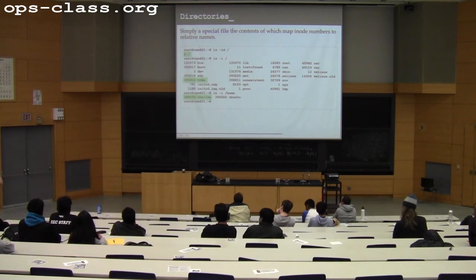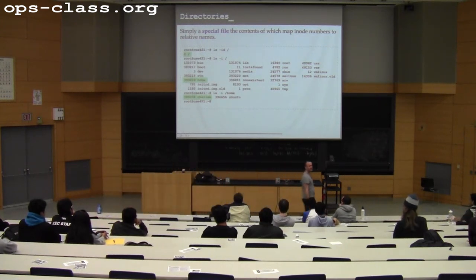You can try this at home. What is the size that ls reports for most of the directories that you've seen in your life? If you ever notice when you do an ls, it'll tell you a size for the directory. What's the size that it reports? Anybody want to guess? Yeah, 4K. And that's because there's one block set up for that directory by default.